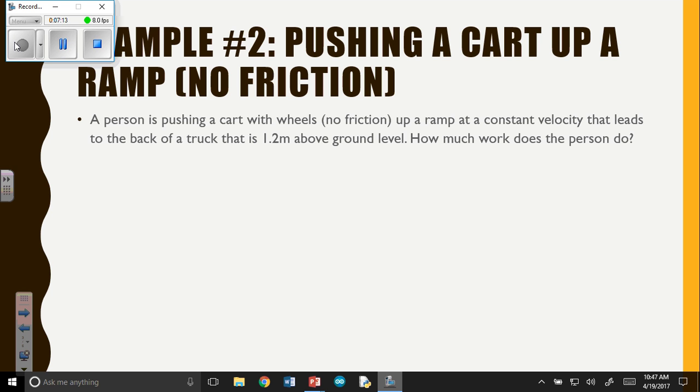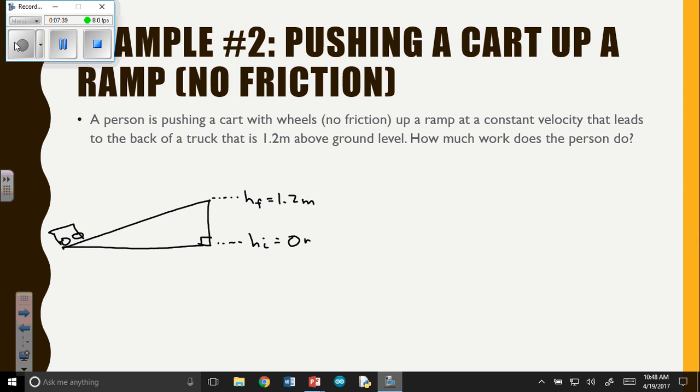All right, so let's draw this picture out for a moment. We have our ramp, all right? So we have a nice right triangle here. That could be useful in later levels maybe, right? And we know that when it reaches this height up here, which is going to be our final height, we're going to have reached a height of 1.2 meters. And if we start our box or our cart down here at the bottom of our ramp, then it's going to have an initial height of 0 meters.